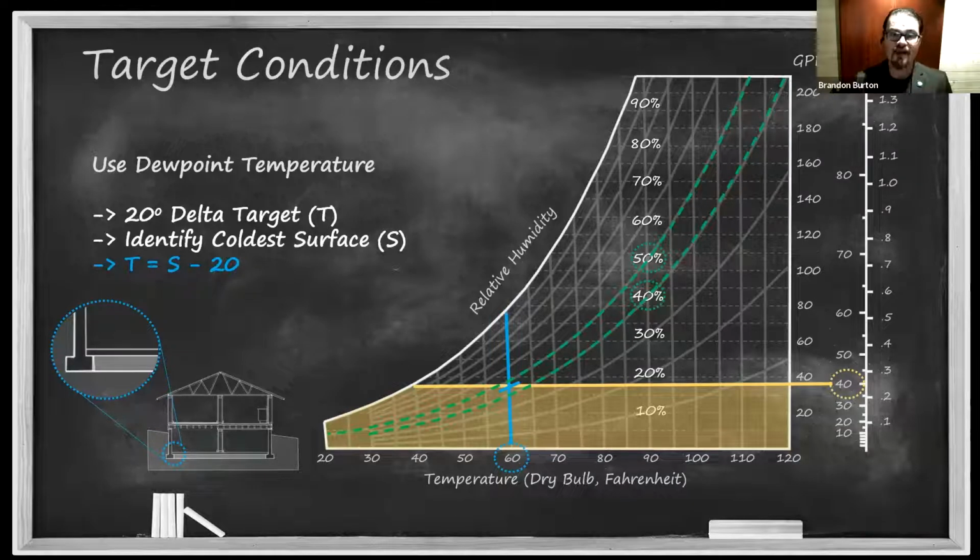What you just established is that this environment should not have a humidity greater than approximately 38 grains per pound. That's your target. That particular substructure should be no wetter than 38 grains for your drying environment. It's really important to grasp that concept.